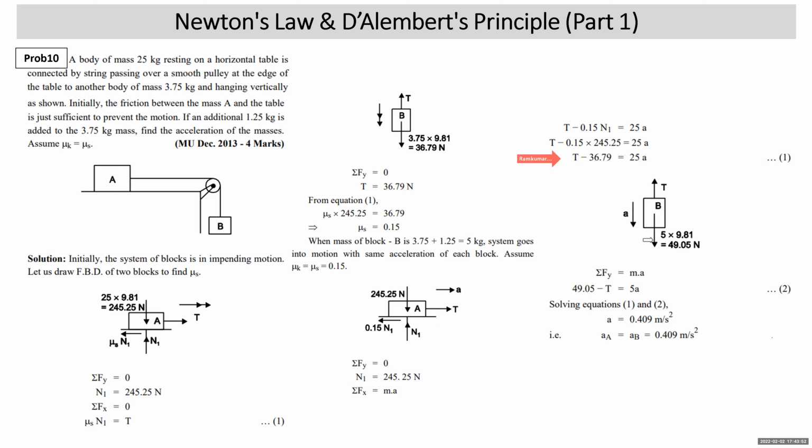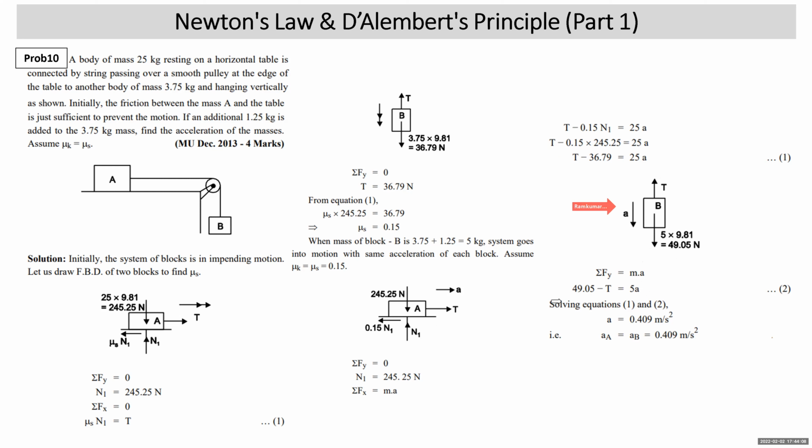Now we draw the free body diagram of block B. Acceleration of this block will be vertically down. Weight vertically down. This is tension. Sigma Fy is equal to ma. This is weight, 249.05 minus T is equal to ma. Forces in the direction of acceleration are taken as positive.